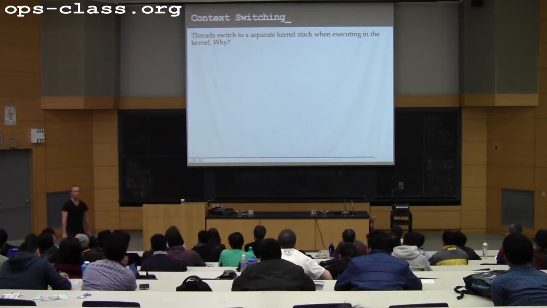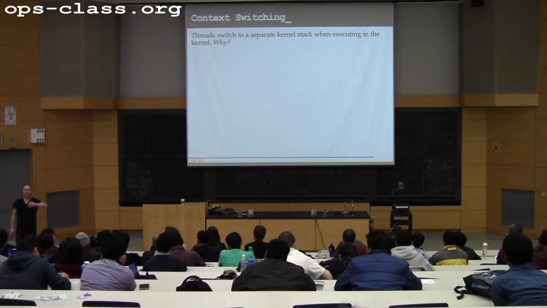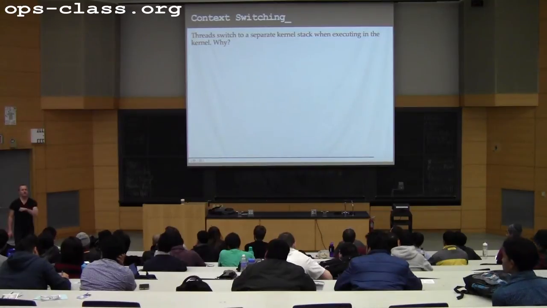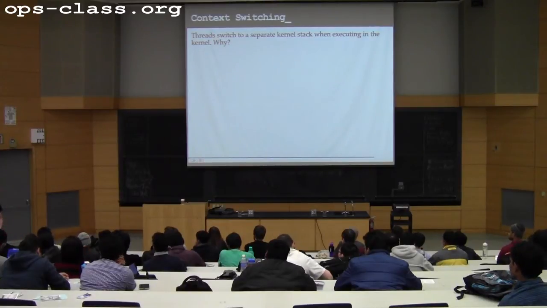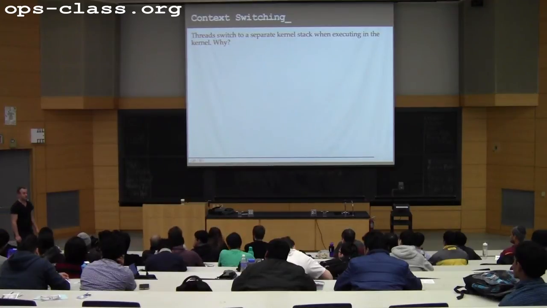So on OS/161, when you enter kernel mode, one of the first things it does is switch the stack pointer to point at a kernel stack. And that's what's used to allocate local variables and store state required to make function calls while I'm executing in the kernel.